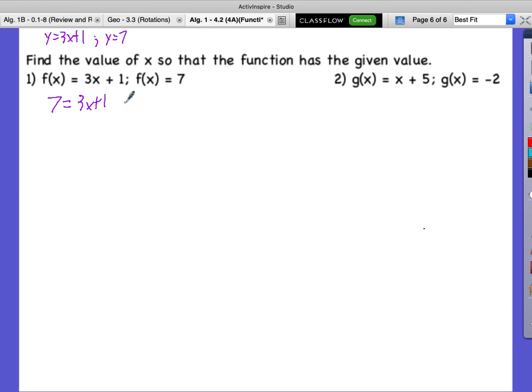X equals 2. So f of x equals 7, x equals 2.